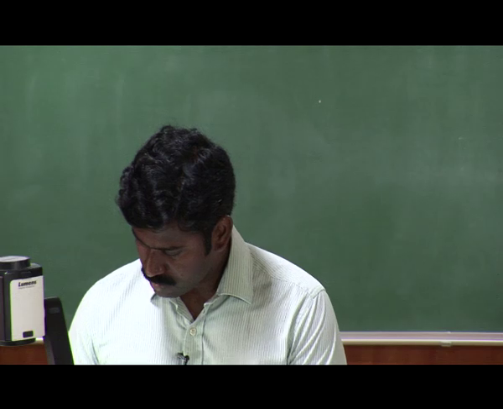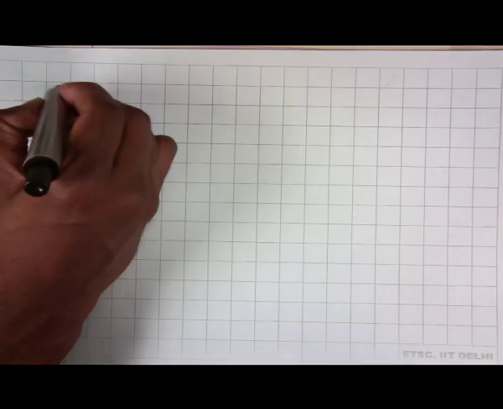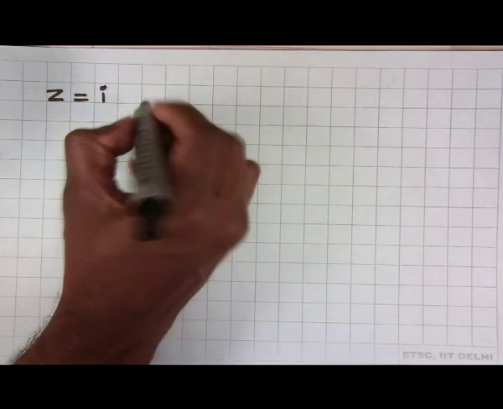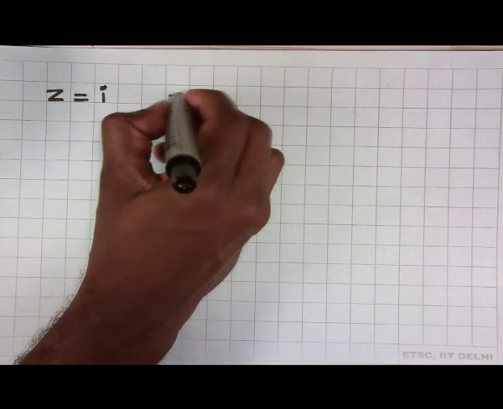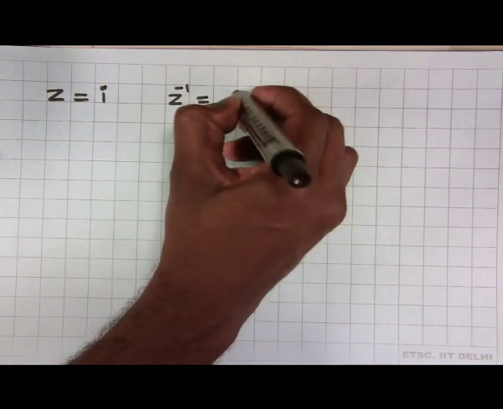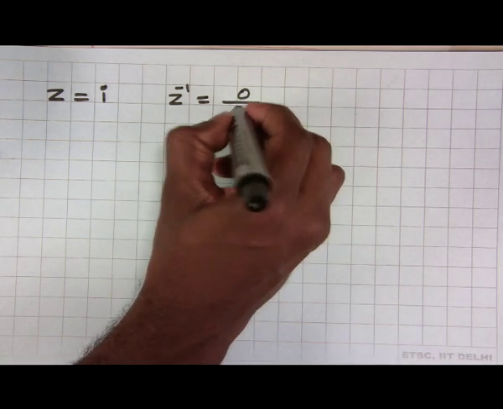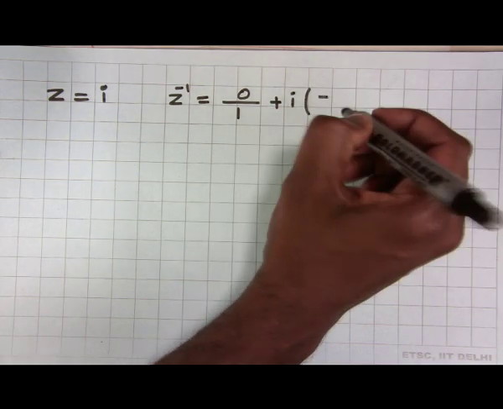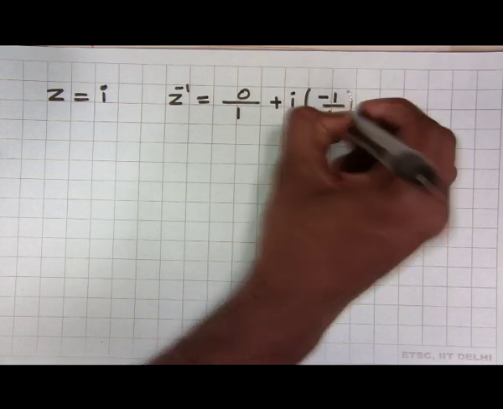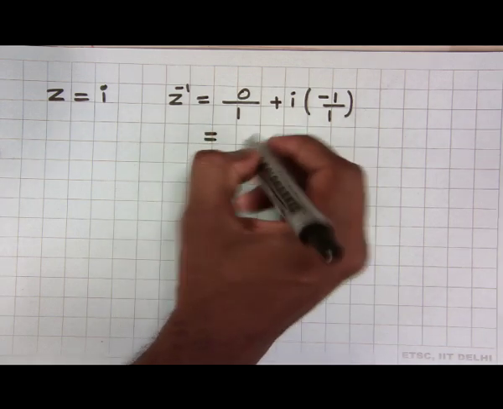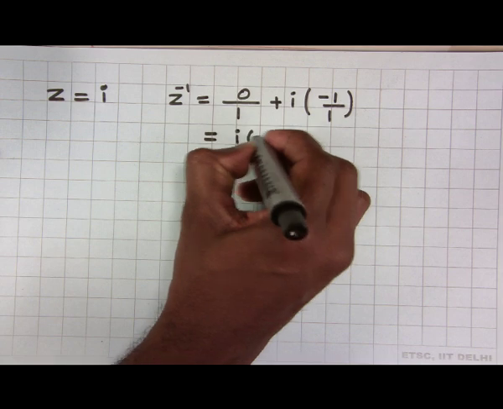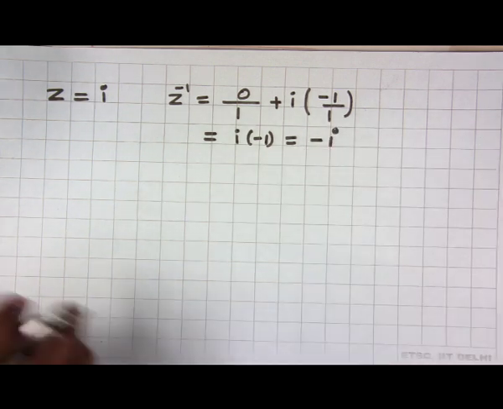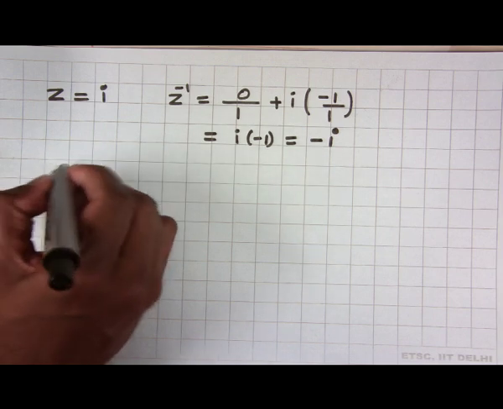Let us calculate a z inverse. Let us do some example. When I take z as i, the z inverse by definition, what do we get? It is 0 by 1 plus i times minus 1 by 1. So, we see that it is i multiplied by minus 1, which, notation wise, we write as minus i. And let us do one more example.